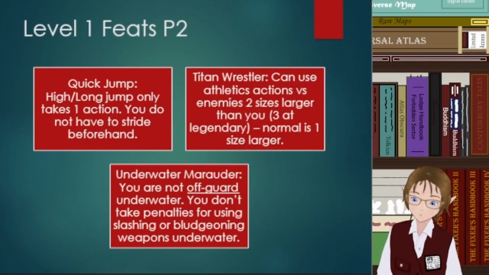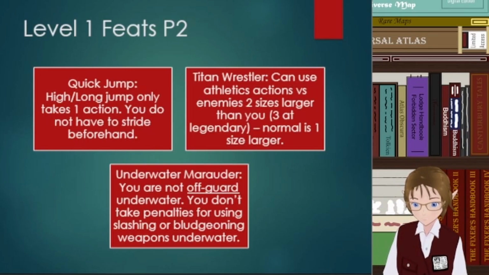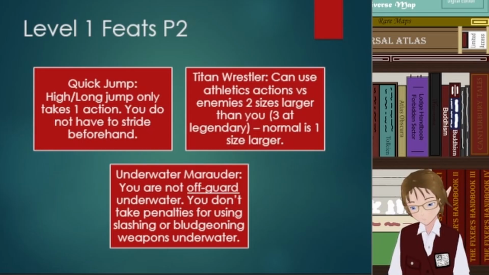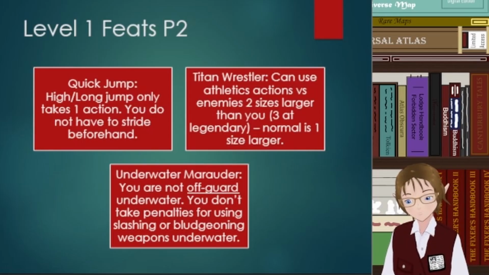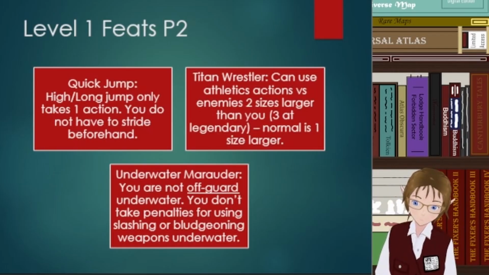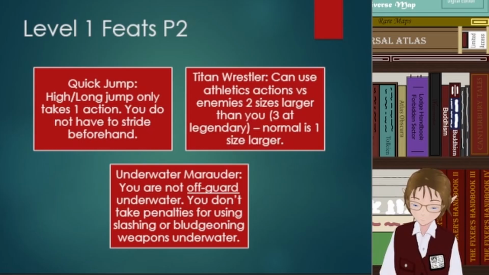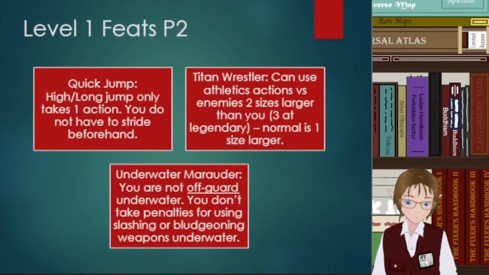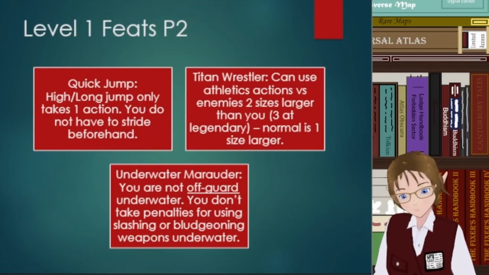The last level 1 feat available is Underwater Marauder. It makes it so you're no longer off guard when swimming underwater, and you can use slashing or bludgeoning weapons underwater without penalty. You do not need to take this feat if you already have swim speed and the ability to breathe underwater necessarily. However, the off guard, I forget whether it applies or not as is. So you likely want to check with your GM which set of rules are there.